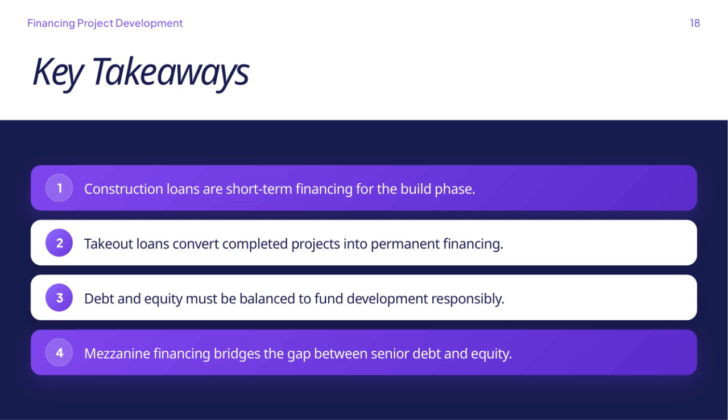Balancing debt and equity is crucial throughout this process. You have to carefully manage these two sources of capital to ensure the project is funded responsibly without taking on too much risk. Lastly, mezzanine financing acts as a bridge between senior debt and equity. It can fill critical gaps in funding, offering additional flexibility and support to keep development on track. Together, these components form the backbone of financing for successful project development.